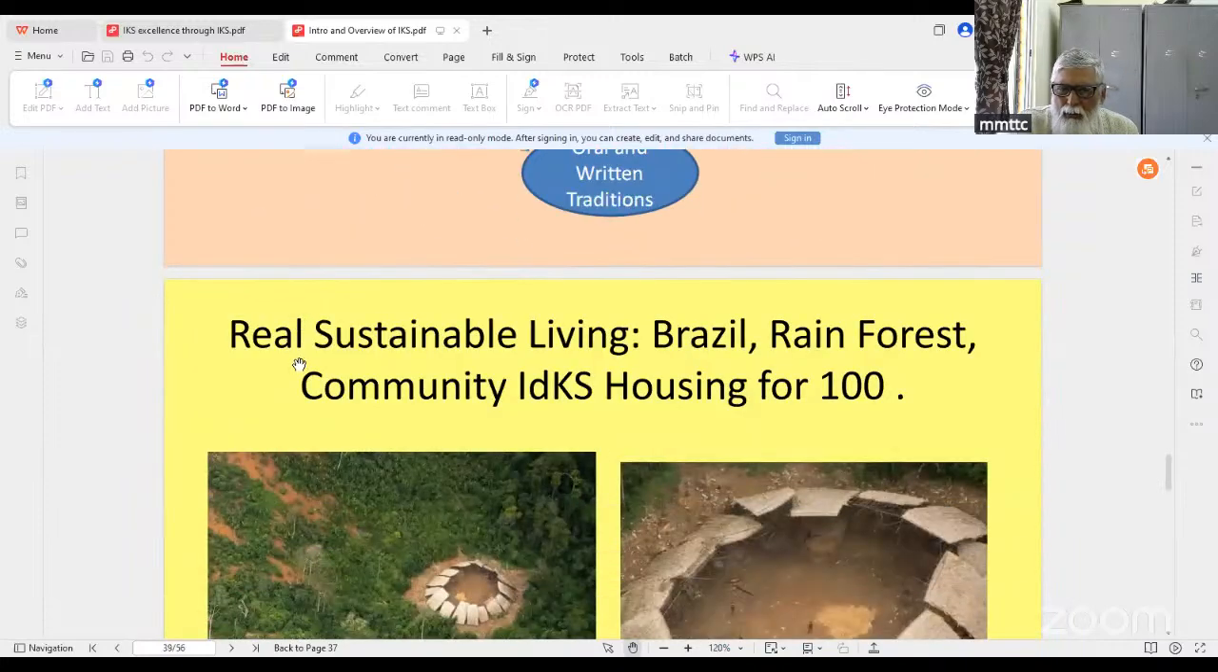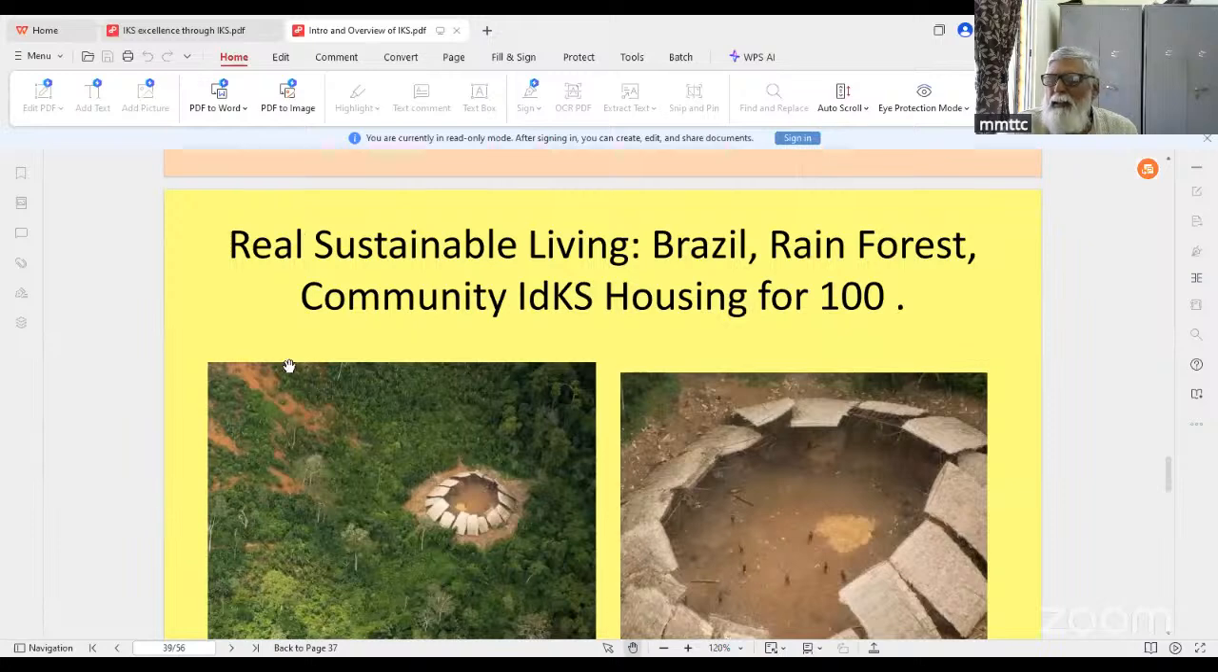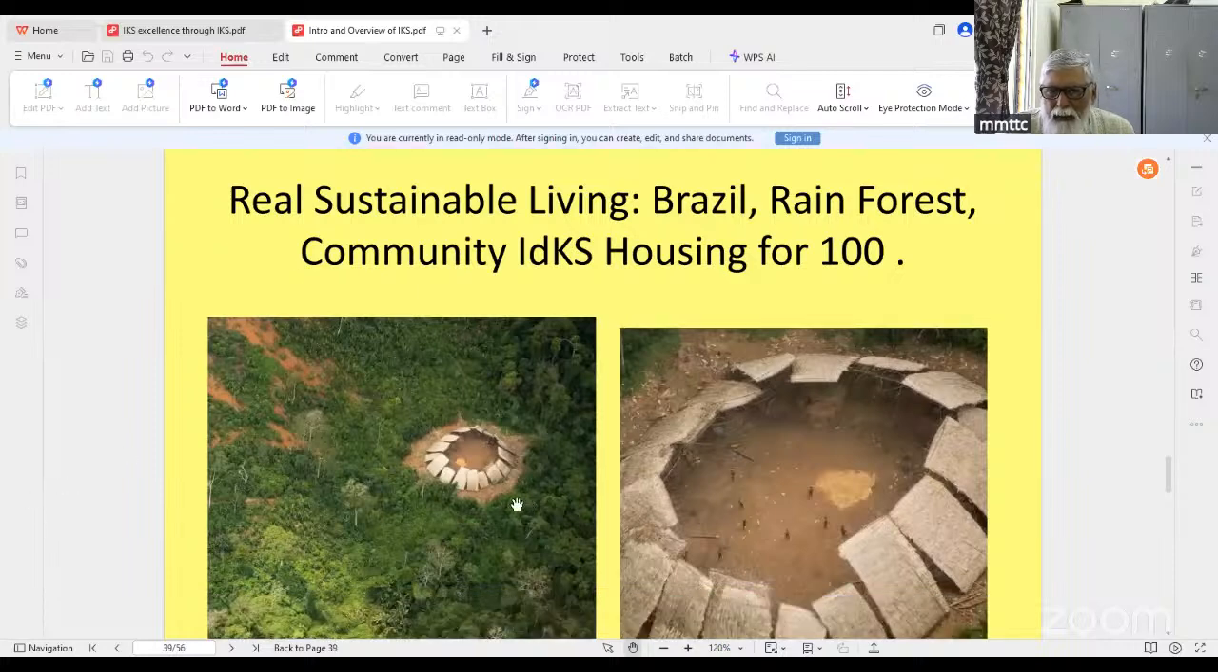But all knowledge systems are unsustainable. The degree of unsustainability varies. The really sustainable knowledge system, now one example is in Brazil. For example, this is a community of about 100 population in Brazil, in the rainforest. And you can see the thick rainforest has not been destroyed. Only this part has been cleared out.